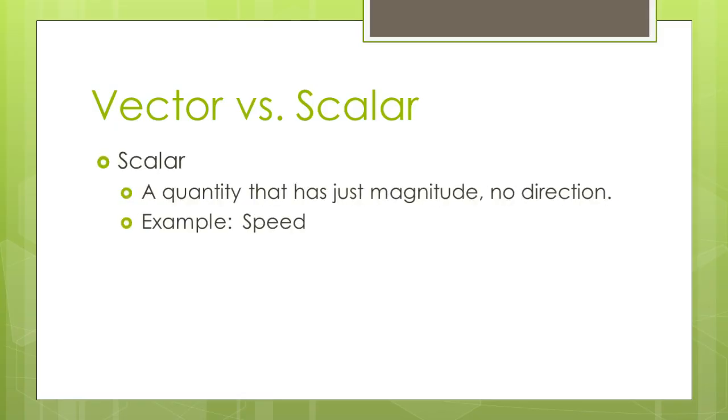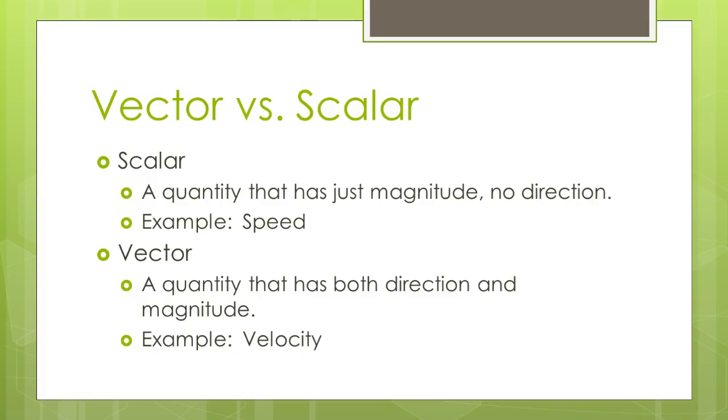A scalar is any quantity that has just a magnitude, no direction. So this is just a value, just a number. Speed is an example of a scalar. If I look at a speed limit sign outside, it says 25 miles per hour. That's 25 miles per hour whether you're going east, west, north, south, forwards, backwards, left, right. The direction doesn't matter because we're just looking at the scalar value.